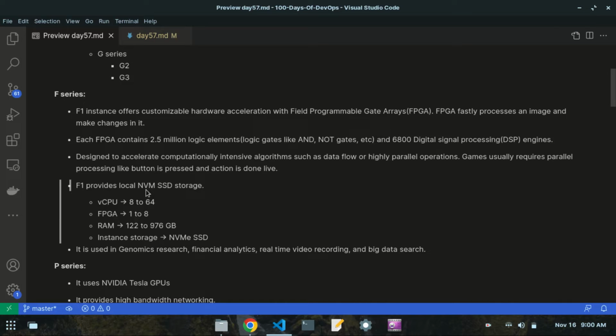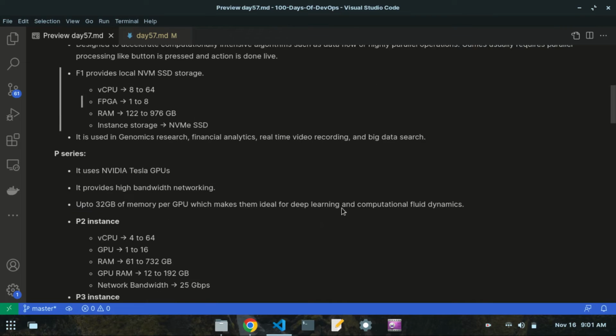F1 provides local NVMe SSD storage, and these are some of the specifications related to it. It provides virtual CPUs from 8 to 64, FPGAs from 1 to 8, and RAM from 122 GB to 976 GB, and the instance storage is NVMe SSD. It is used in genomics research, financial analytics, real-time video recording, big data search, etc.